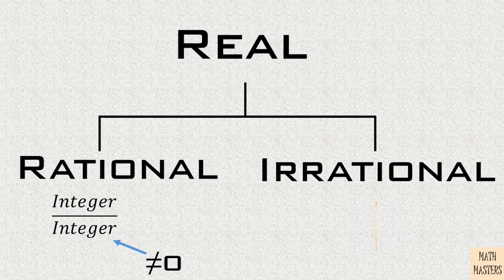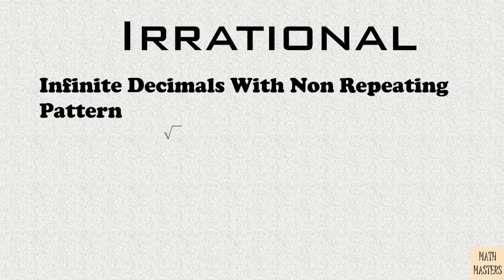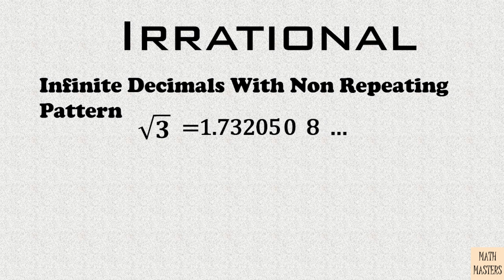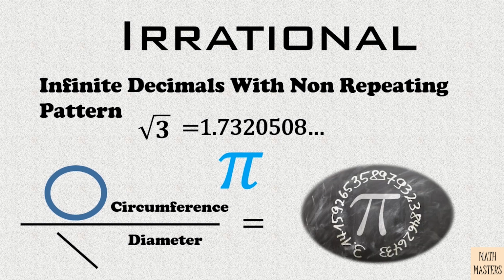What are these? The infinite decimals with a non-repeating pattern belong in this category. Numbers such as the square root of 3, the square root of 5, or the square root of 6 belong here. Even though we can find the square root of 3, we can only have an approximate value. Another fine example of this is pi. When we divide the circumference of any circle by its diameter, we always get the same value, which we call pi. No matter how long we calculate the value of pi, it never ends, and we cannot have a recurrent pattern either.